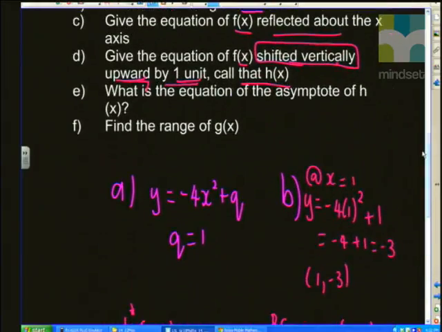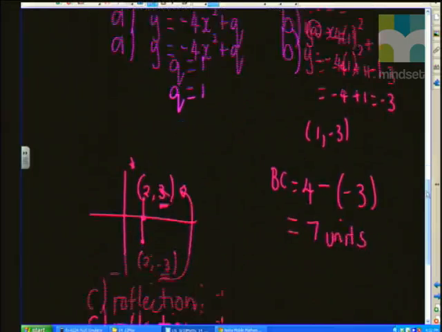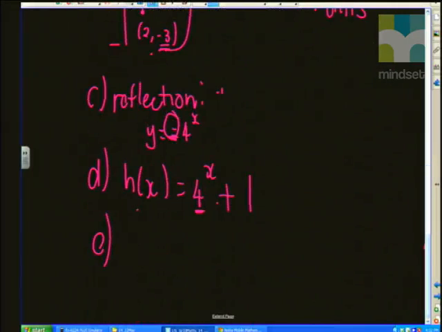I think this is the last one here. What is the equation of the asymptote of h of x? Now we've got this new function, h of x is equal to 4 to the x plus 1. The equation of the asymptote, remember, is always going to be y is equal to q.